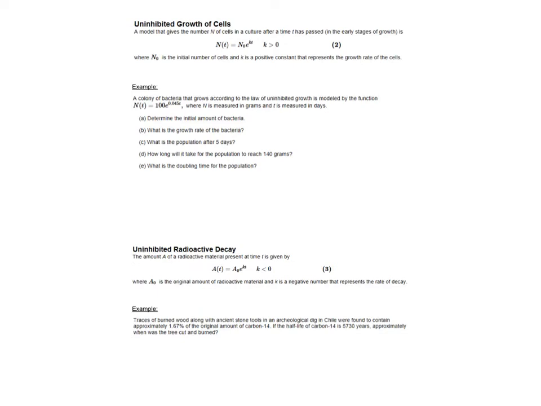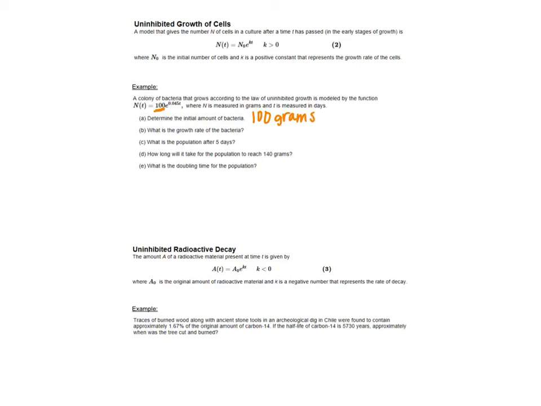It says a colony of bacteria that grows according to the law of uninhibited growth is modeled by the function N(t) = 100e^(0.045t), where N is measured in grams and t is measured in days. The first thing they want us to do is determine the initial amount. I remember the formula says that the number in front of my e base is the initial, so it's going to be 100 grams.